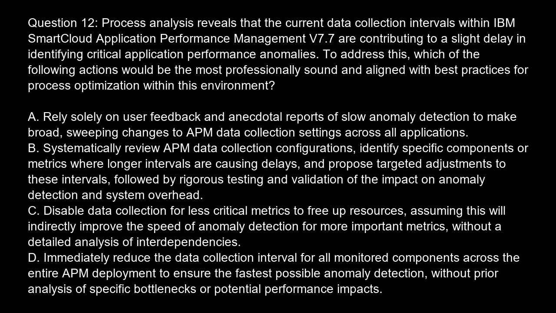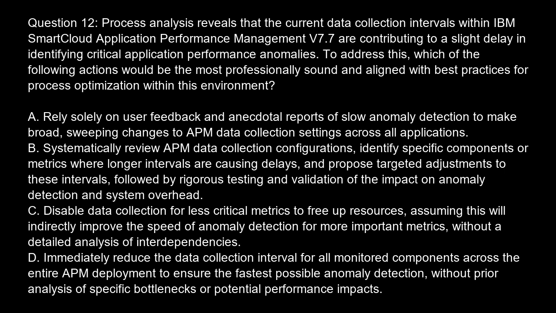Option A. Rely solely on user feedback and anecdotal reports of slow anomaly detection to make broad, sweeping changes to APM data collection settings across all applications. Option B. Systematically review APM data collection configurations. Identify specific components or metrics where longer intervals are causing delays, and propose targeted adjustments to these intervals, followed by rigorous testing and validation of the impact on anomaly detection and system overhead.